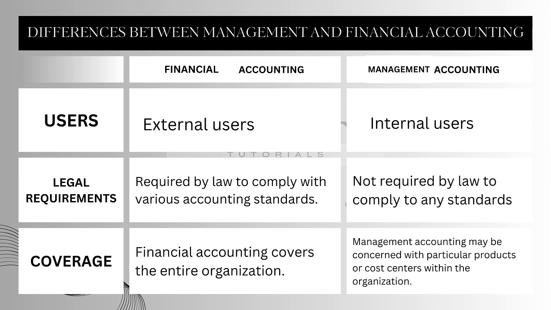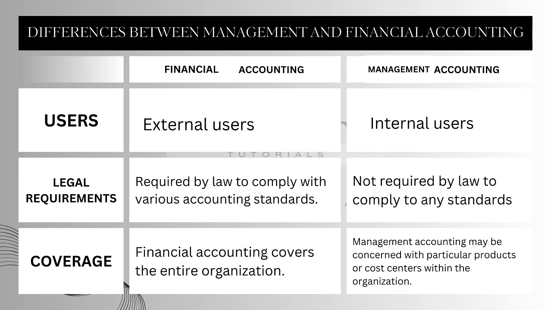For legal requirements, financial accounting is required by law, while management accounting is not. Specific standards and formats may be required for statutory accounts, such as the International Financial Reporting Standards. Financial accounting must comply with various accounting standards, whereas managerial accounting does not have to comply with any standards when information is compiled for internal consumption.